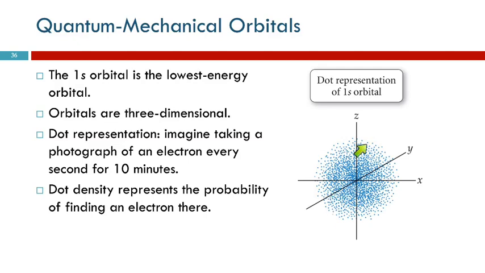So this is a dot representation of a 1s orbital. A region in 3-dimensional space, and this is like taking a multiple exposure of an electron. Like every second for 10 minutes, you take a picture, and the blue dot is where the electron is right then. And so it's moving around, but it's generally within this region. Could it be outside? It could be, but most likely it's within this region. It's more likely nearer the nucleus than farther away. But this is a region of probability. So the dot density represents the probability. The probability is greater here.